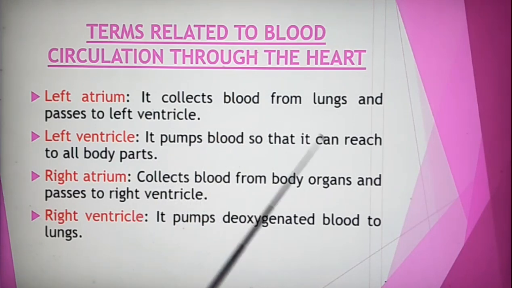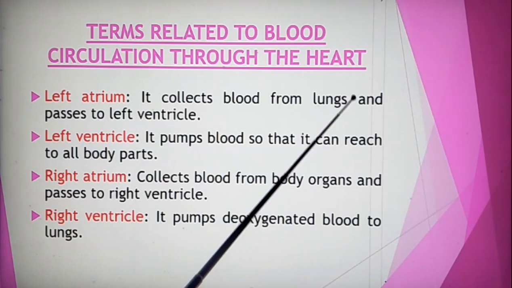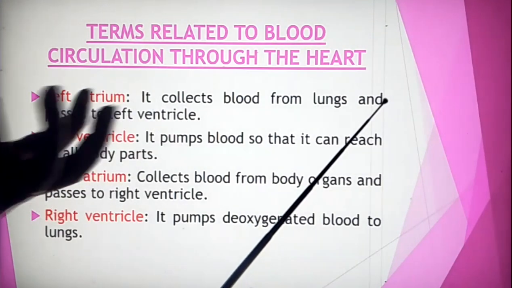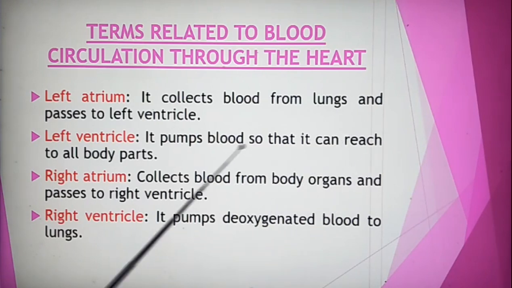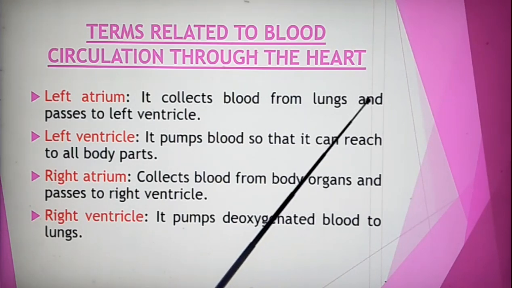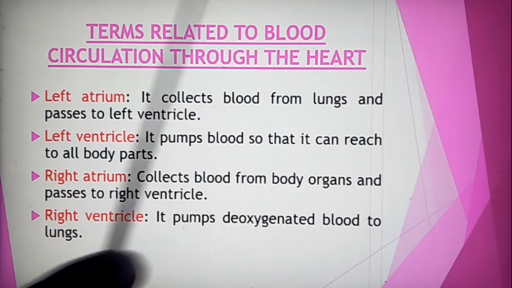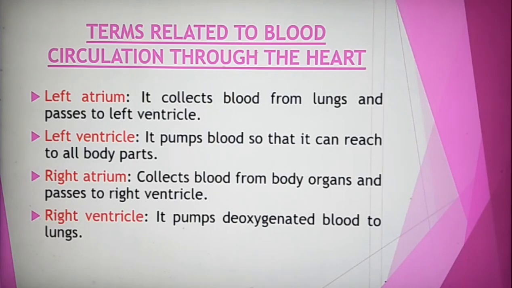And from all parts of the body, after oxygenation or after respiration, carbon dioxide blood is collected. Impure blood from different parts of the body is collected and passes to the right atrium. When the right atrium becomes full, what will happen? It will pass into the right ventricle, and the right ventricle consists of impure or deoxygenated blood, and this blood is pumped into the lungs for oxygenation.